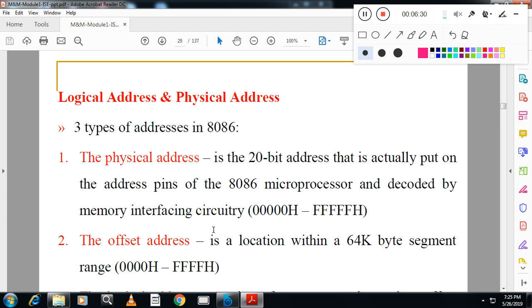Now, what is physical address, what is logical address, and what is offset address? We will see this in the next session.